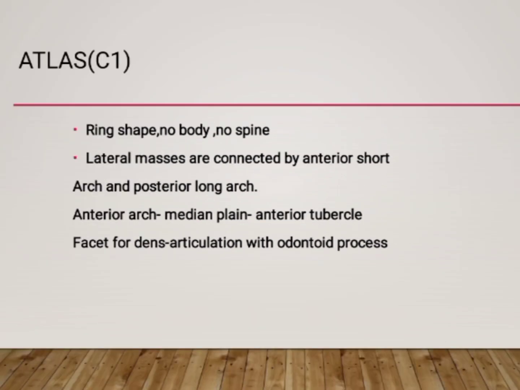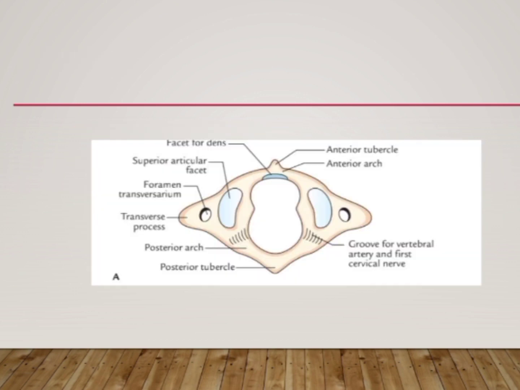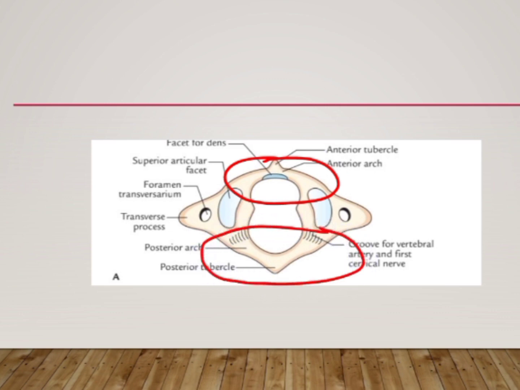The atlas has right and left lateral masses which are connected by a short anterior arch and a long curved posterior arch. I will show you the picture: this is the anterior arch that I am marking around, and this is the posterior arch.